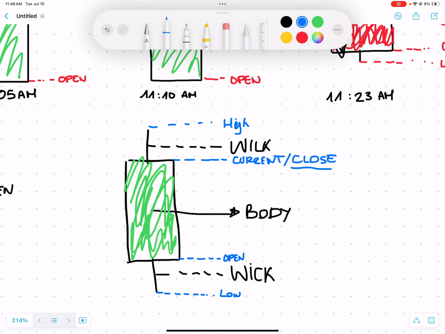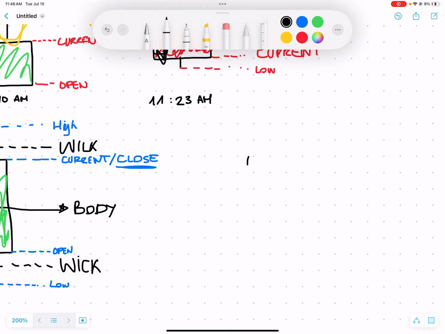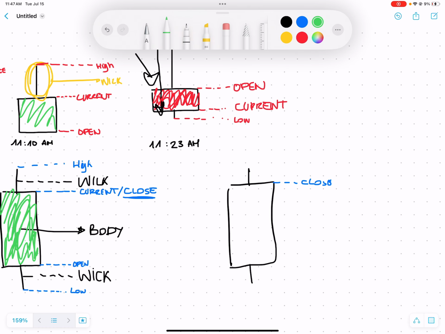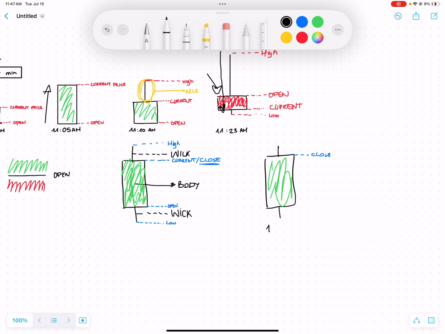Now, why do I say it's the close price? Aha, this is where it gets interesting. So let me draw this again, okay? So we just mentioned that this is the close price. Now, the reason for which this is the closing price, let's make it green so I can say it's a green candlestick. The reason why I say it's a close price is because let's say it's 11:30 now.